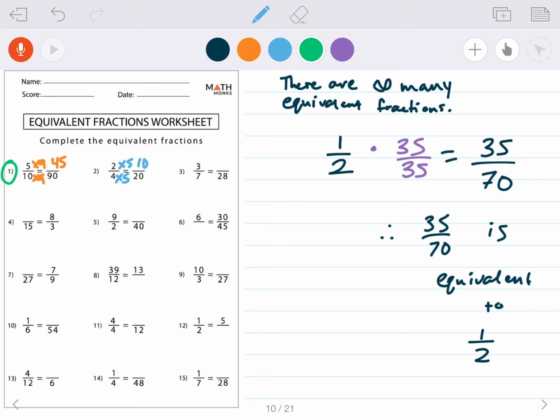We have 3/7 is equal to what over 28? Well, on the bottom, how did I get from 7 to 28? I had to multiply by 4. So I do the same thing to the top. 3 times 4 is 12, and therefore 12/28 is equivalent to 3/7. All right?